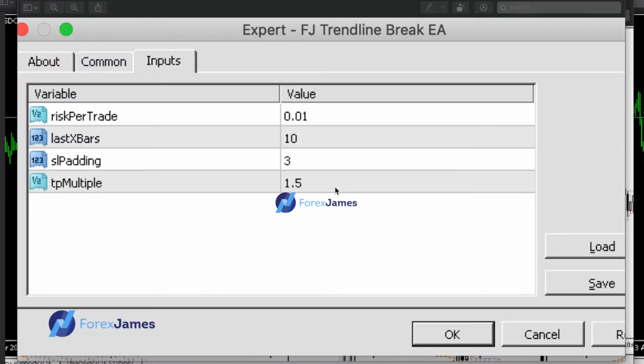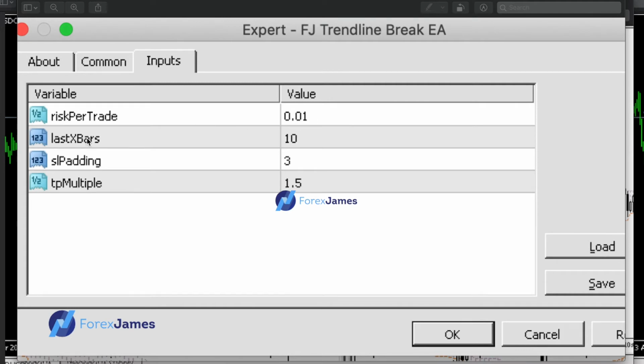So this is what it looks like when you open up the EA and drag it across your chart. Okay, and auto trading and live trading is turned on. You would then get to choose the risk per trade. It's set to be at 1% by default.